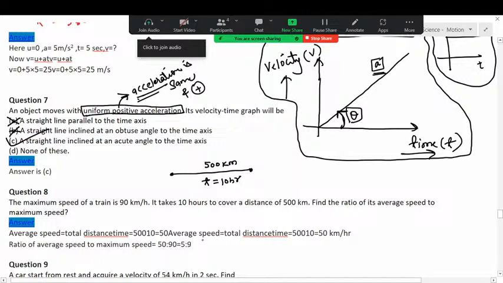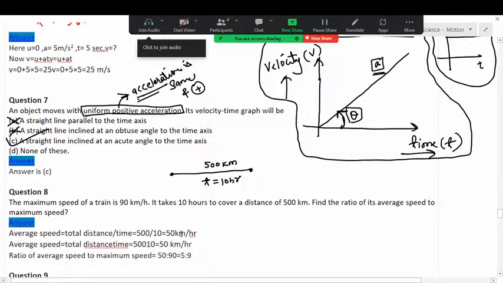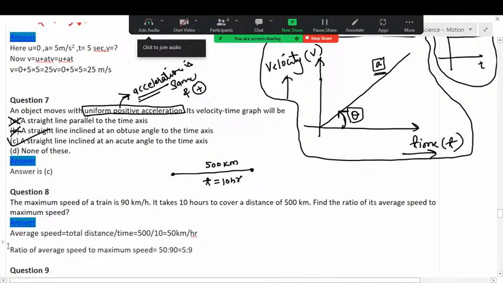This is the condition. We all know the average speed is nothing but total distance over total time. This is the average speed. And here the total distance is 500, total time is 10 hours. That is why the average speed is coming out to be 50 km per hour. This is the actual average speed that you get. 50 km per hour is the average speed.